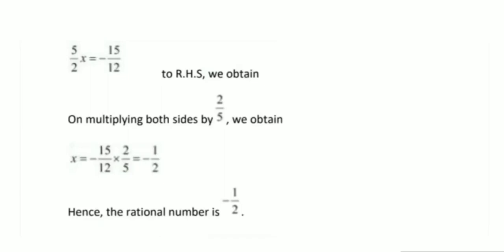Now on multiplying both sides by 2 upon 5, we obtain 5 upon 2 x into 2 upon 5 is equal to minus 15 upon 12 into 2 upon 5. So left hand side 2 and 2 cancelled and 5 and 5 cancelled. So it is left x only, and right hand side it is left minus 1 upon 2. So the rational number is minus 1 upon 2.